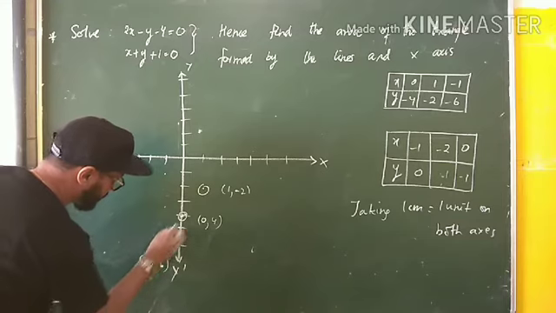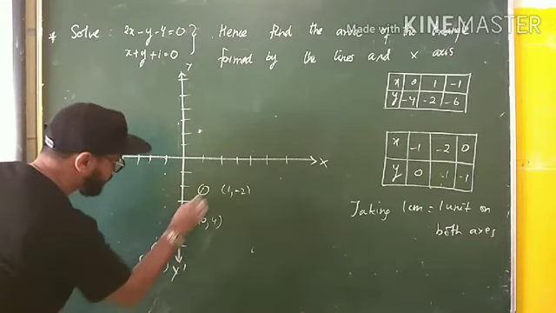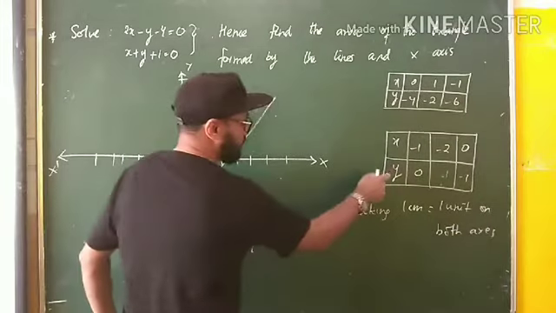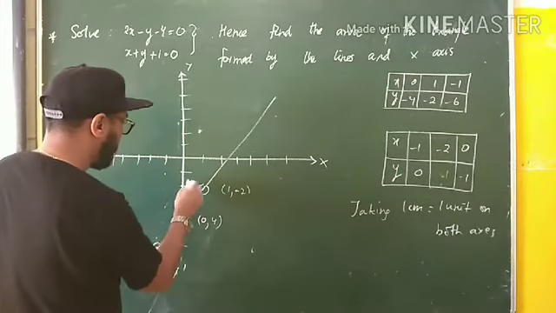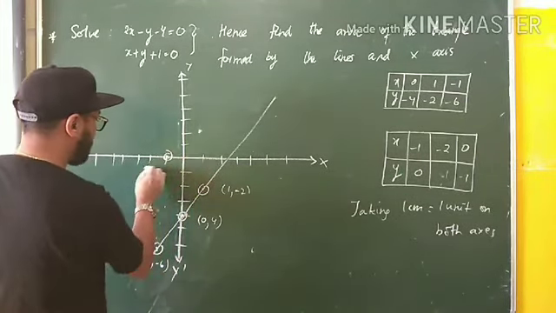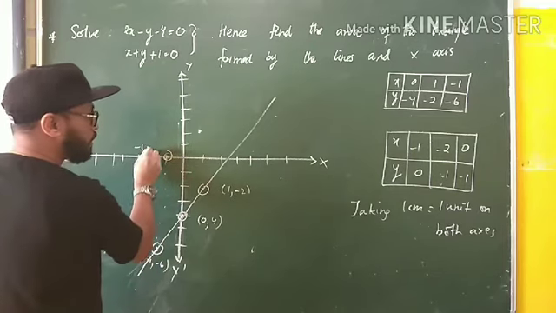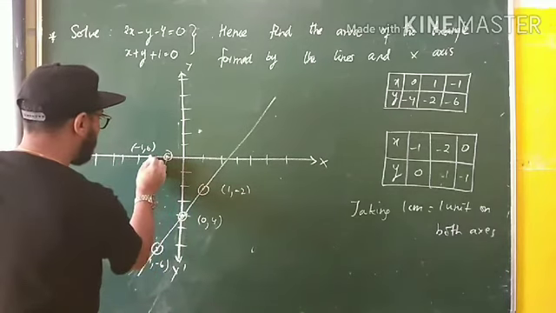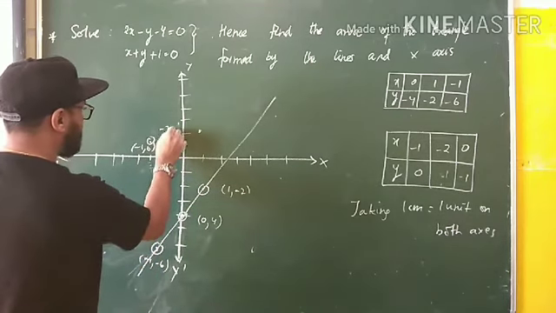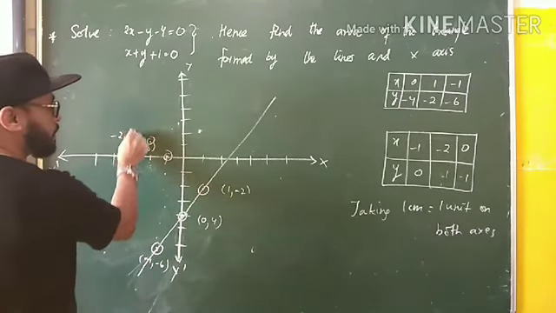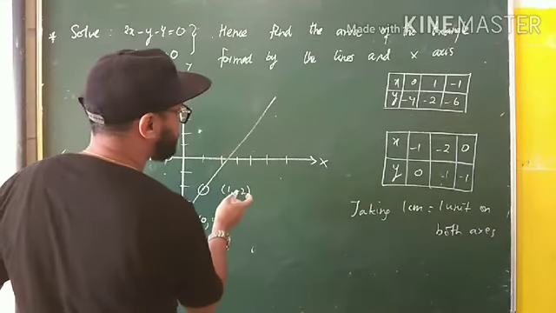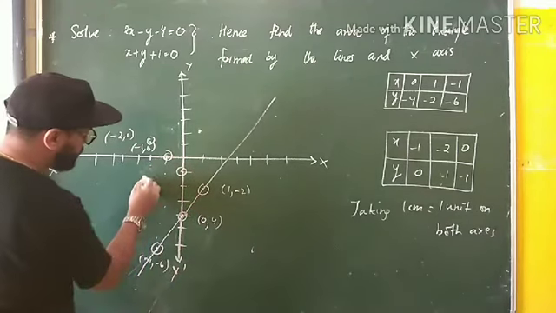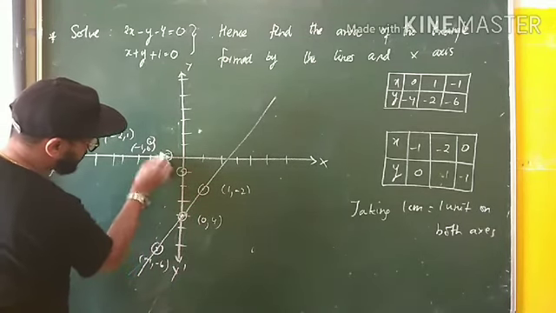So let's join the point. From here, x is minus 1 and 0. Minus 1 and 0. Minus 2 and 1, minus 2 and 1. So this is minus 2 and 1. And 0 and minus 1. So this is 0 and minus 1. So now let's join the point.